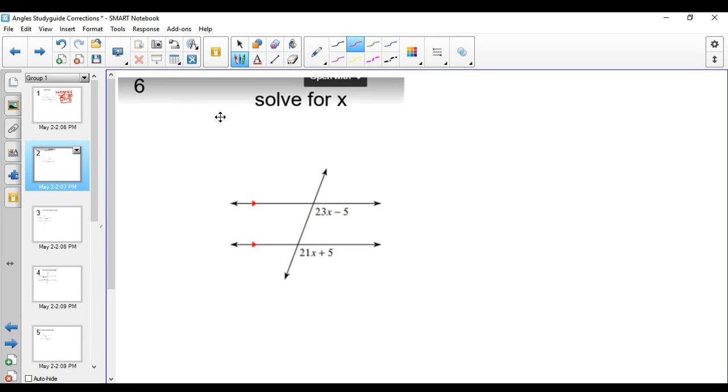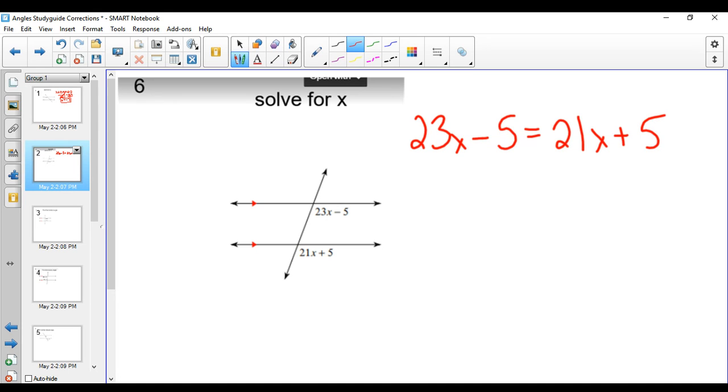Okay, the next one where we had some trouble was number 6. It says to solve for x. If I look at these two angles, they are corresponding angles, which means that they are congruent. So I can set these two expressions equal to each other. 23x minus 5 equals 21x plus 5.